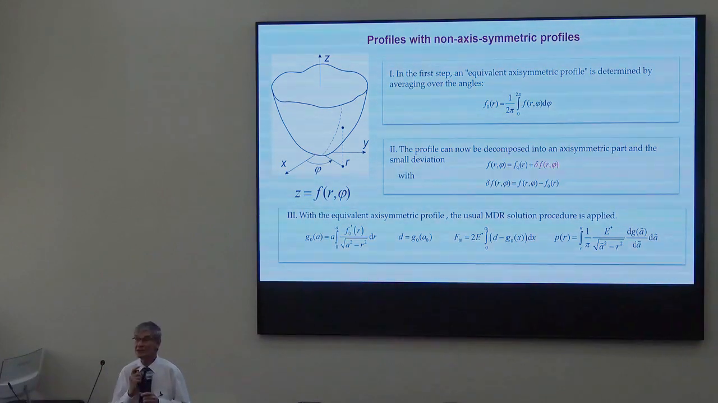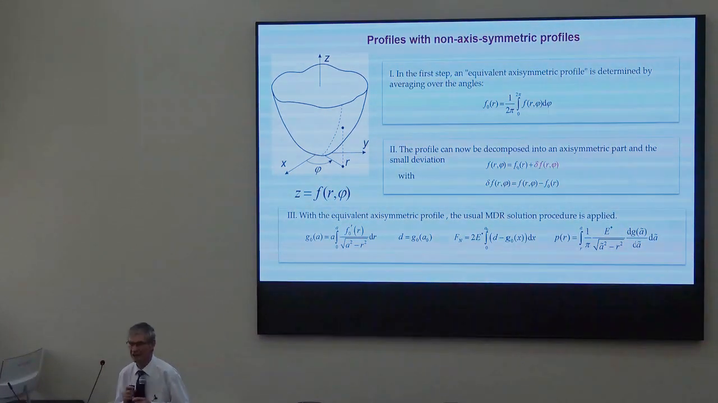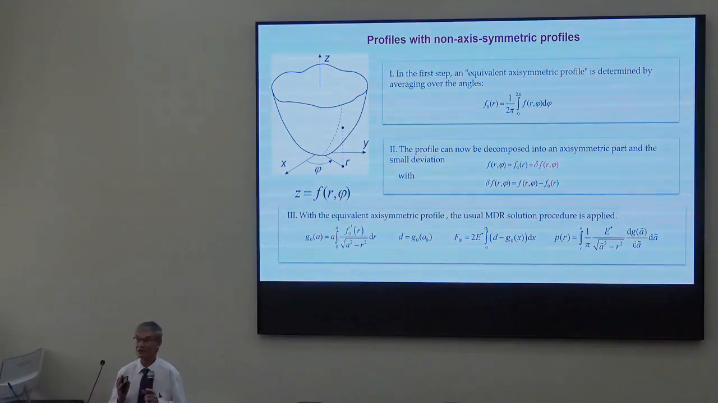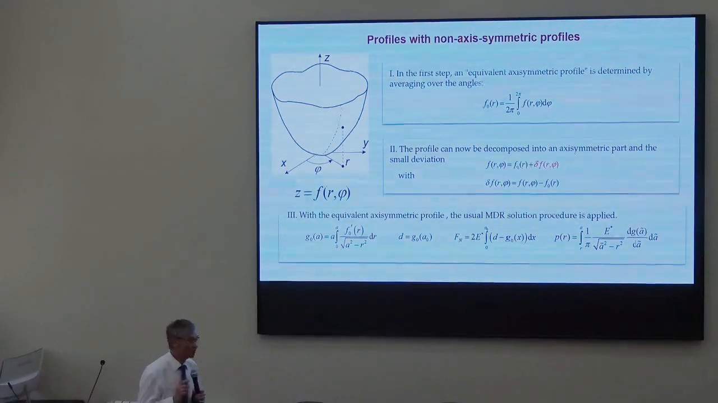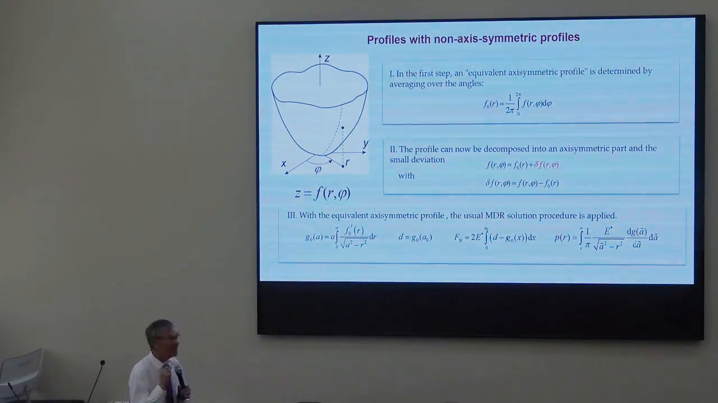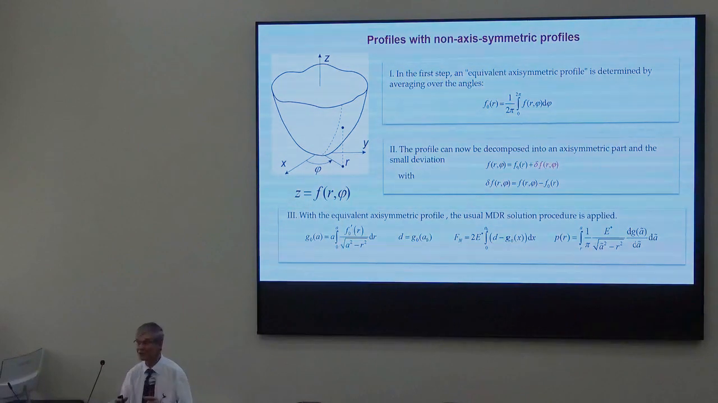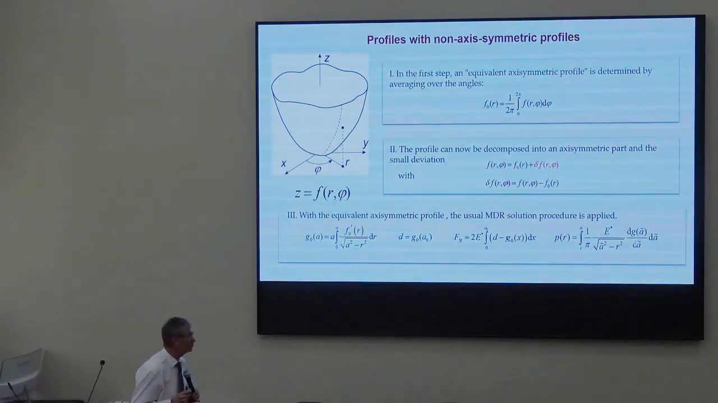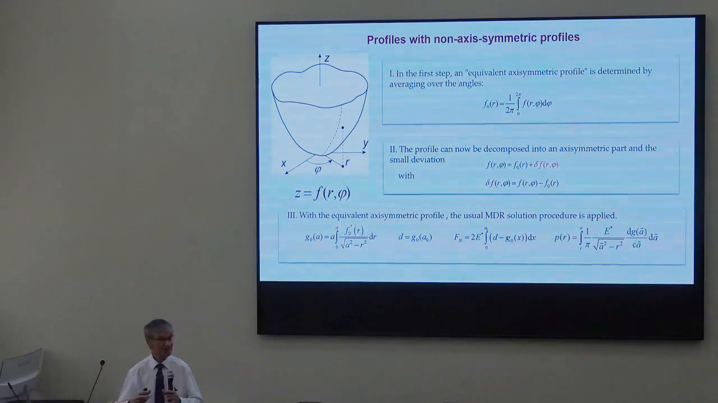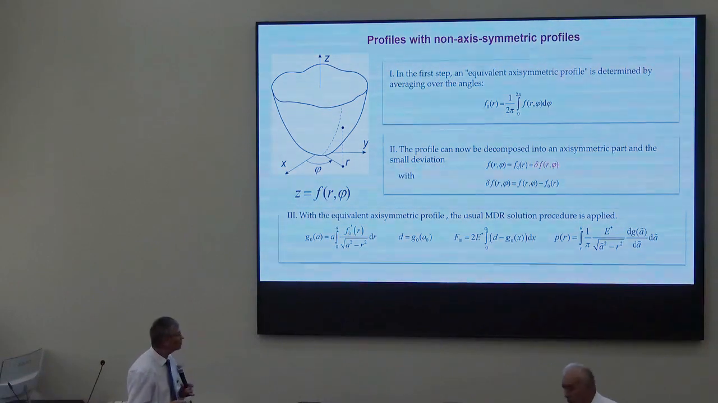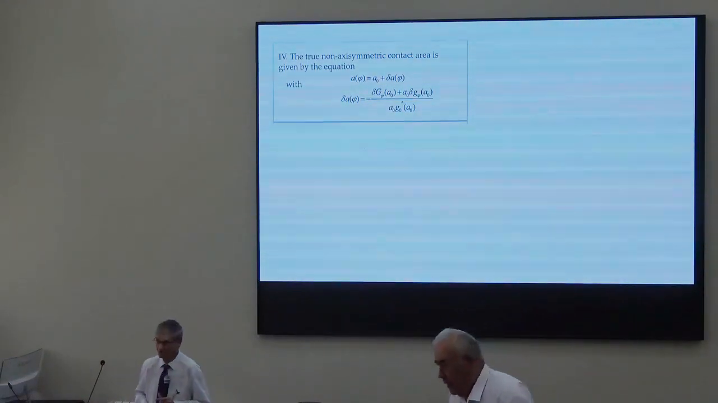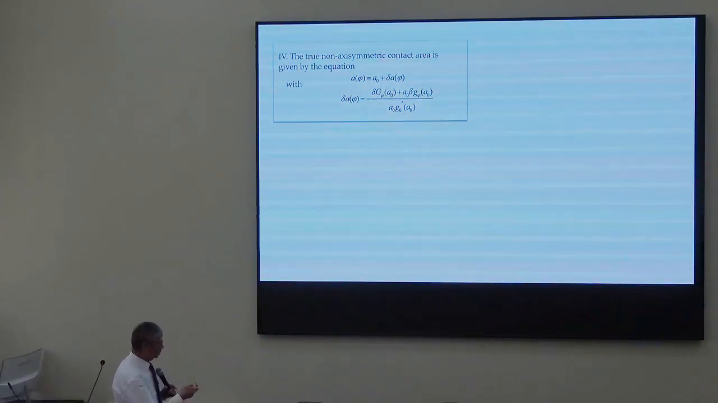If we are only interested in the force displacement relation, then this is the end of calculation, because the result of the theory is that the normal force for non-axisymmetric profile is the same as for the equivalent axisymmetric profile. One can just replace it by axisymmetric, and this is the correct normal force. And if we also need the shape of the contact and the pressure distribution, then we go to step number 4.